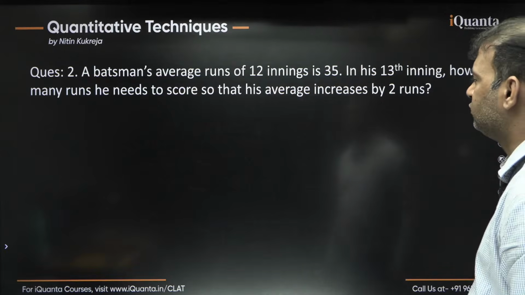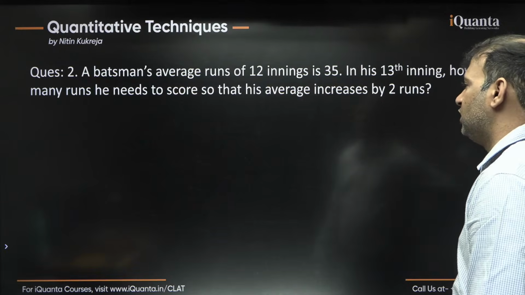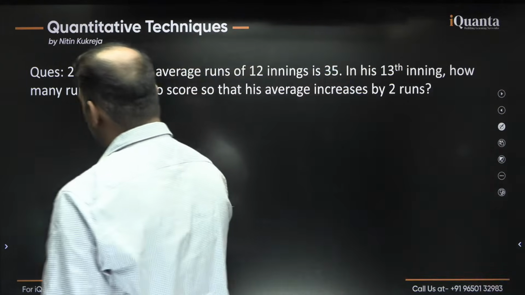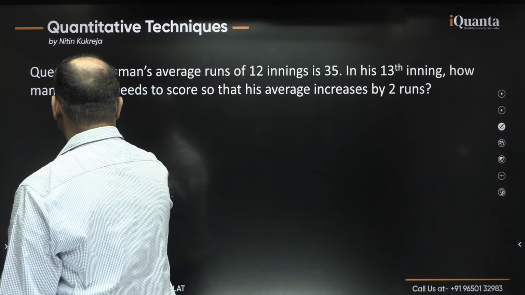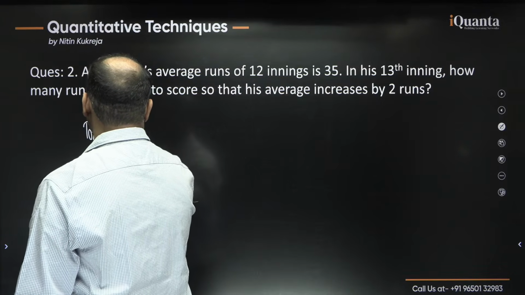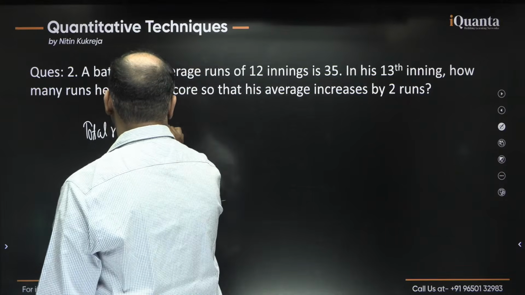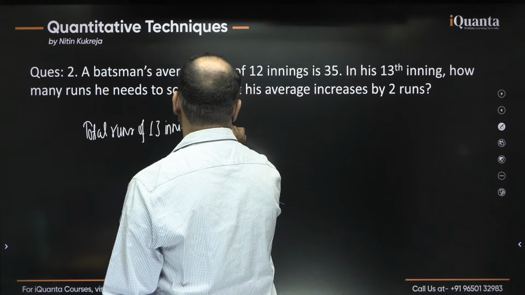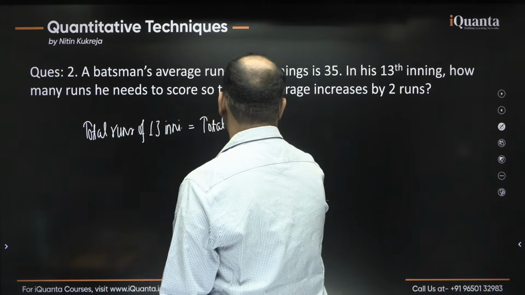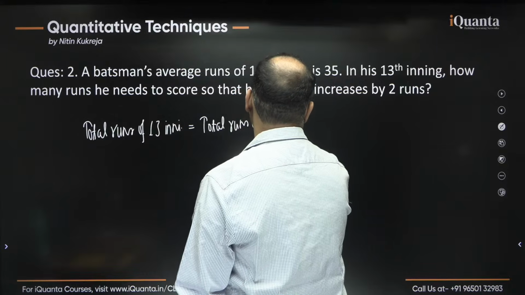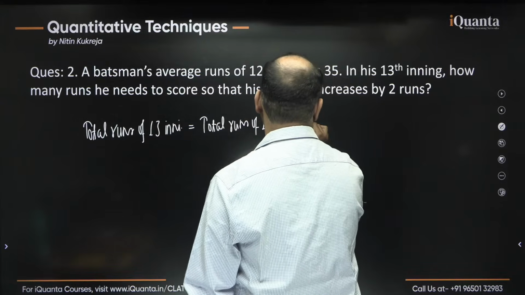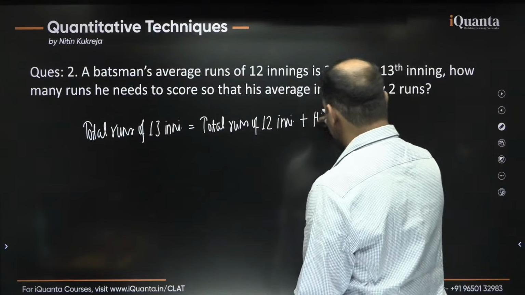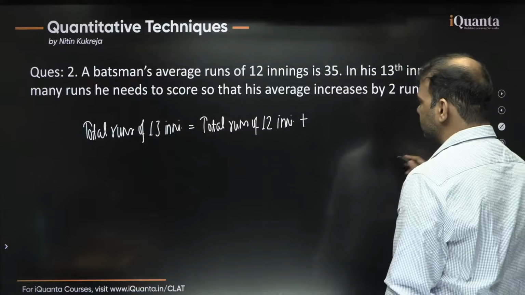The question says, again, let me read it. Initially, his average of 12 innings is 35 runs. In his 13th inning, how many runs should he score so that his average increases by 2 runs? So, guys, we can just say one thing, that the total runs of 13 innings is the total runs of 12 innings plus the runs he scored in the 13th inning.